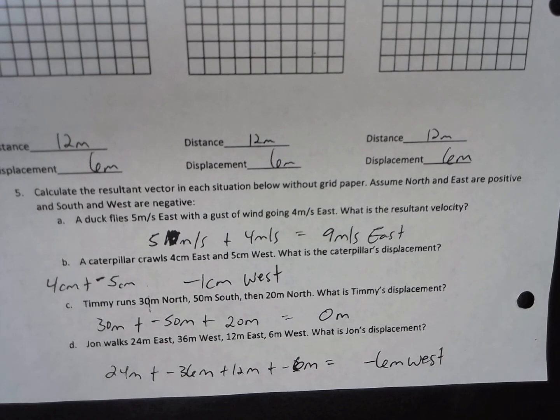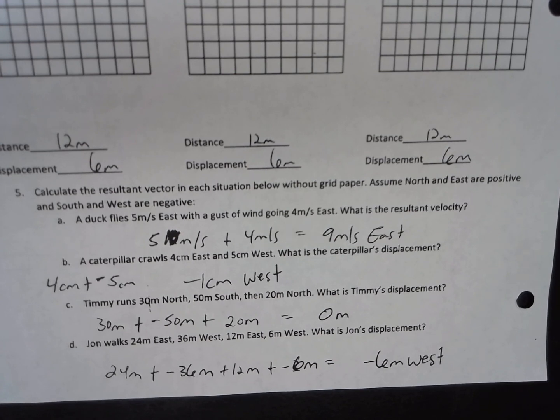Number 5 now, you're just going to do the calculations without the grid paper. So we're going to assume north and east are the positive directions and south and west are negative. And we'll always assume this unless we're told otherwise. So the duck goes 5 east, gust of wind goes 4 east. So same direction, so 5 plus 4 gives me a total of 9 east.